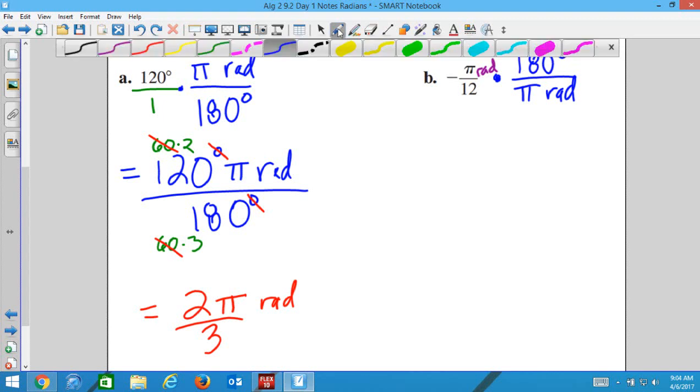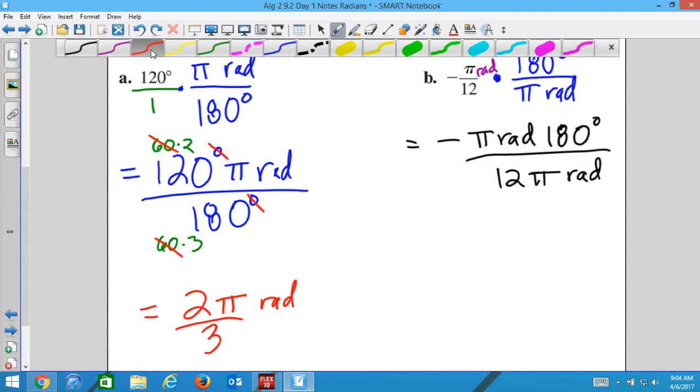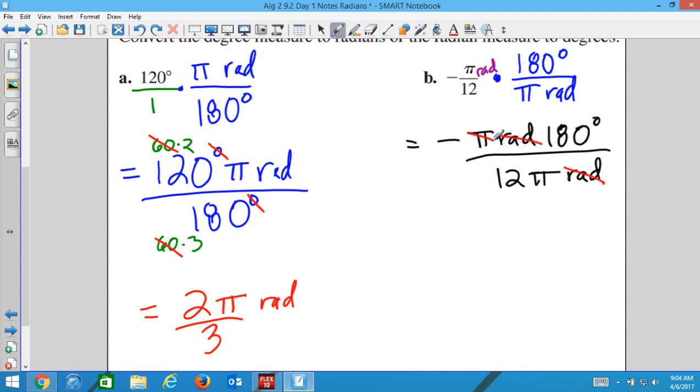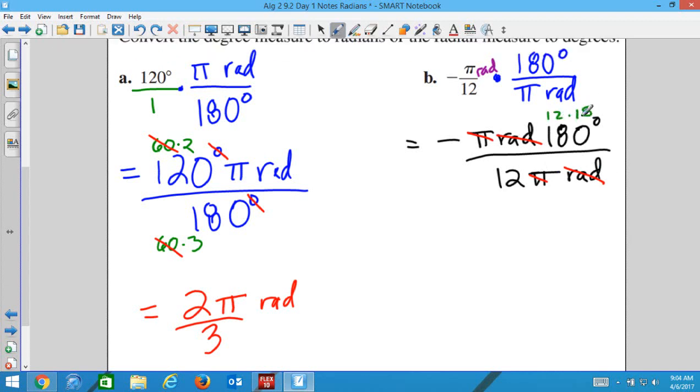We multiply straight across, and I get negative pi radians times 180 degrees, divided by 12 pi radians. Then we can cancel out on top and bottom things that are the same: pi and pi, radian and radian. Does 180 factor to have a 12 in it by any chance? Yes, 15. 12 and 15. So I can cancel out the 12 and the 12. We write everything that's left over, a negative 15 and a degree symbol. Could you not just divide the 180 by 12?